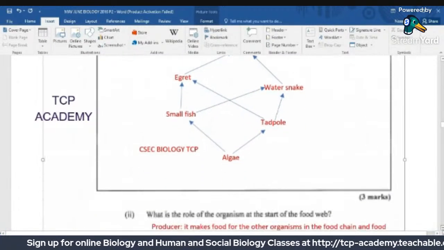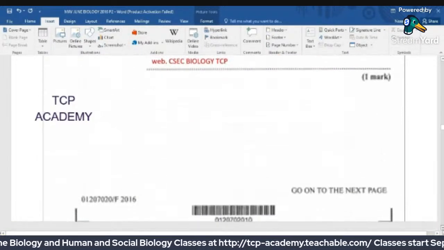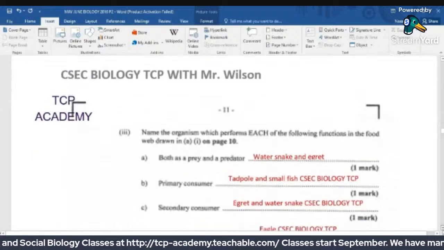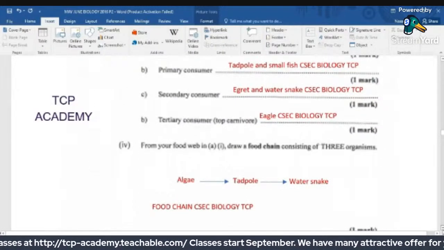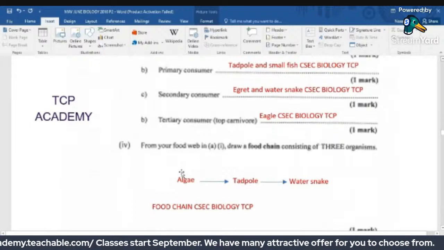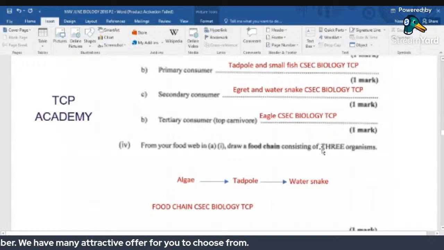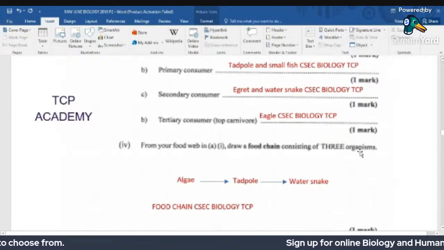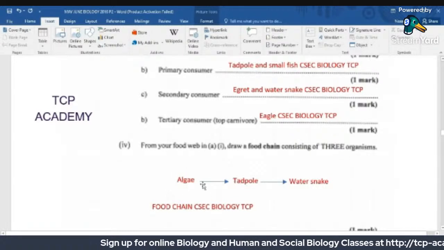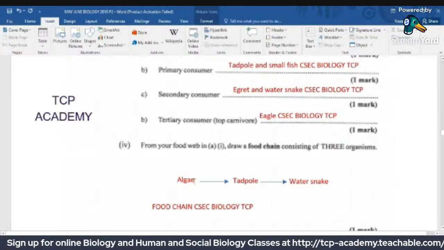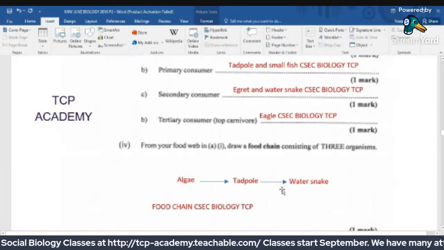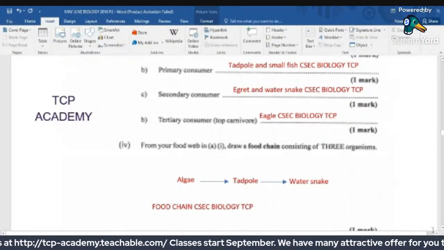As we do that, we must bear in mind the different types of nutrition. The types of nutrition are autotrophic nutrition, heterotrophic nutrition, and of course saprophytic nutrition. Now from the food web above, we're supposed to draw a food chain consisting of 3 organisms. This is really easy here because it says 3 organisms. It could have said 3 trophic levels, which would have been the same thing. So we have the algae, as all food chains must begin with a producer. We have the algae, a primary consumer here, and a secondary consumer. So this nicely tops off what a food chain should be.